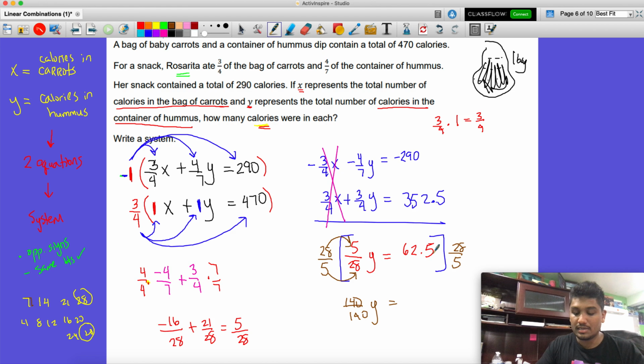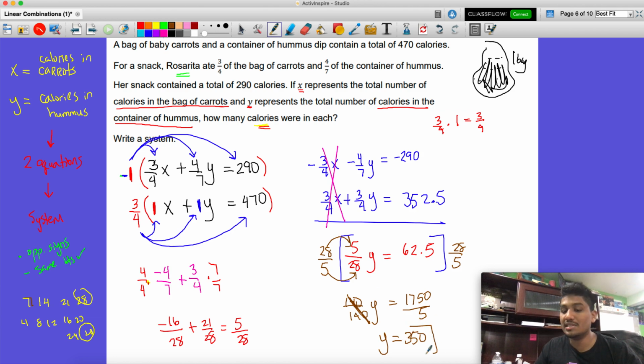62.5 times 28 equals, oh, that's a nice number, 1750. And then over 5. This would cancel out, right? It becomes a 1. This is gone. That's the whole point. And then divided by 5, and you get 350.